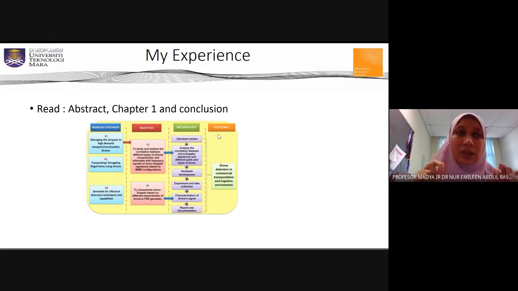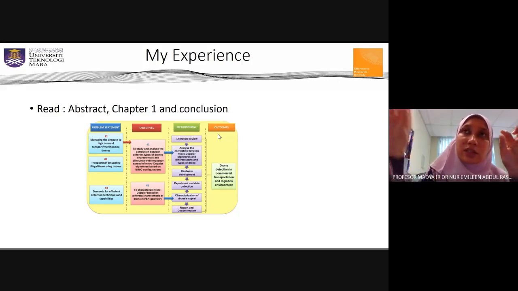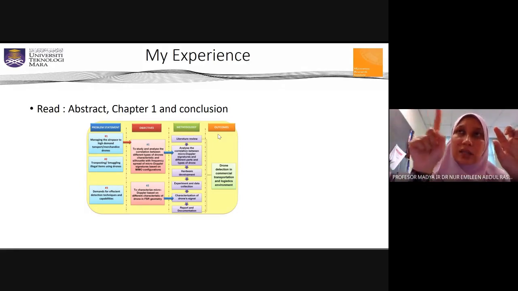Dekat situ you akan tahu, okay, kenapa, okay. Dia cakap objektif ni dekat sini, okay, result yang dia dapat macam ni. Tapi sebenarnya tak meet the objektif tadi. Then you boleh start question dekat situ lah sikit-sikit.